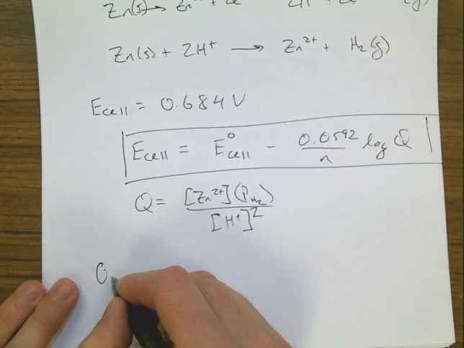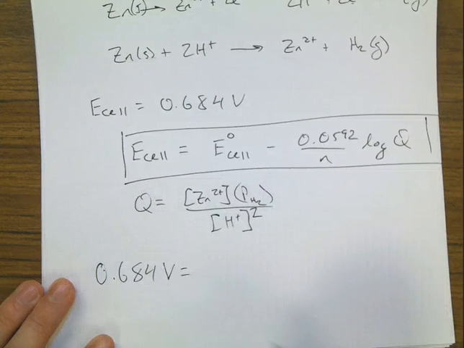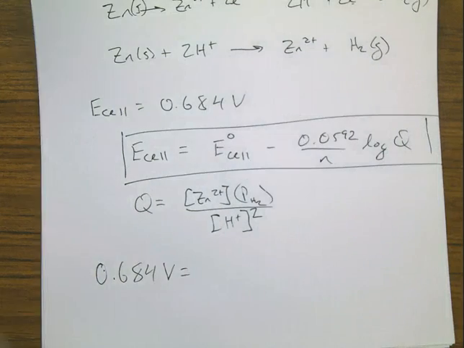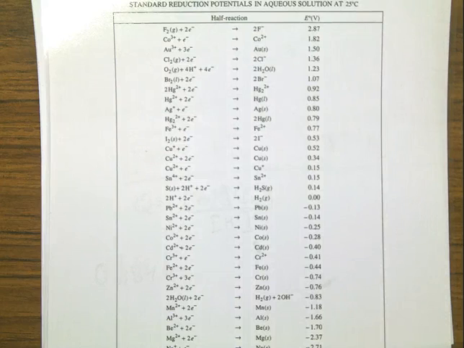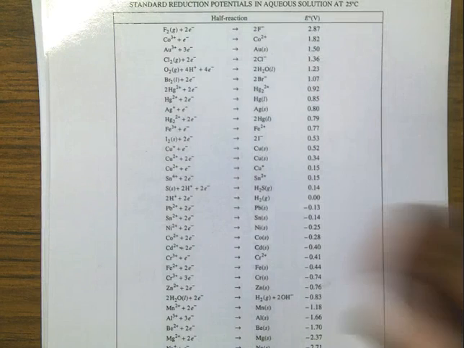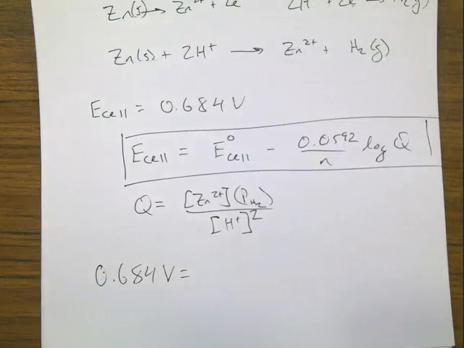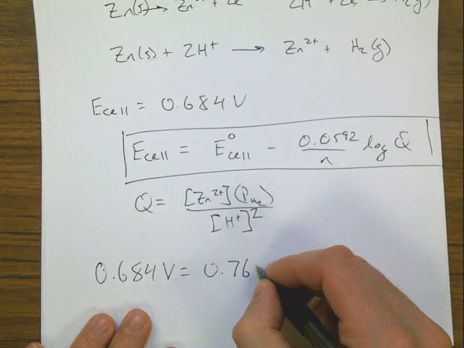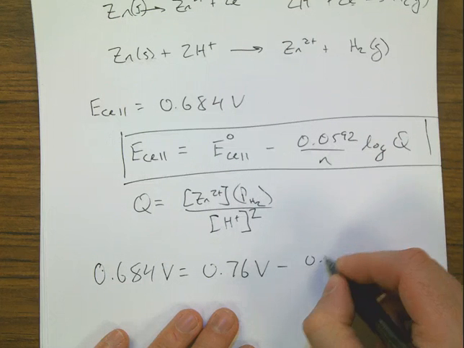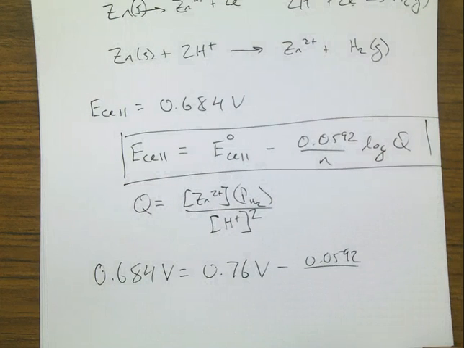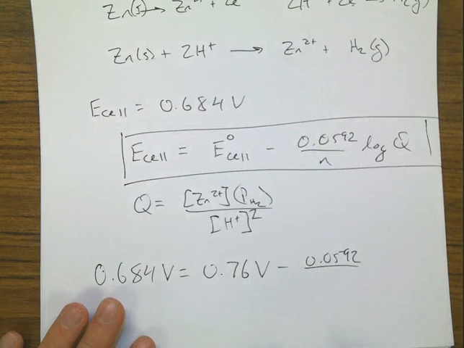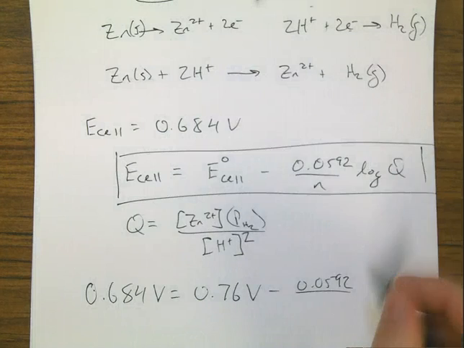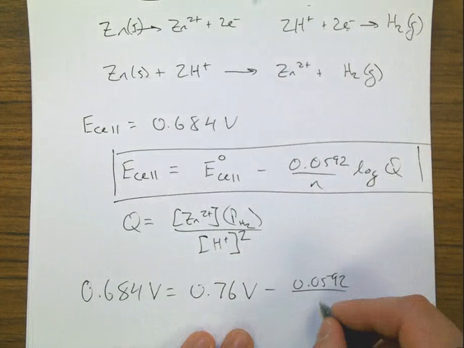This is going to go there at 0.684 volts. If I want to look up the standard conditions, E cell not, for this, what I have to do is add the oxidation half step and the reduction half step. I can use the standard reduction potential table, and I'm going to skip that step because it's just like the last problem when I showed how to calculate this. You end up with 0.76 volts. And that's going to be minus 0.0592 over N, which is the moles of electrons being transferred. Let's look at the top and see how many moles. Looks like 2 electrons are being lost here and 2 electrons being gained. So the moles of electrons being transferred is 2 moles.